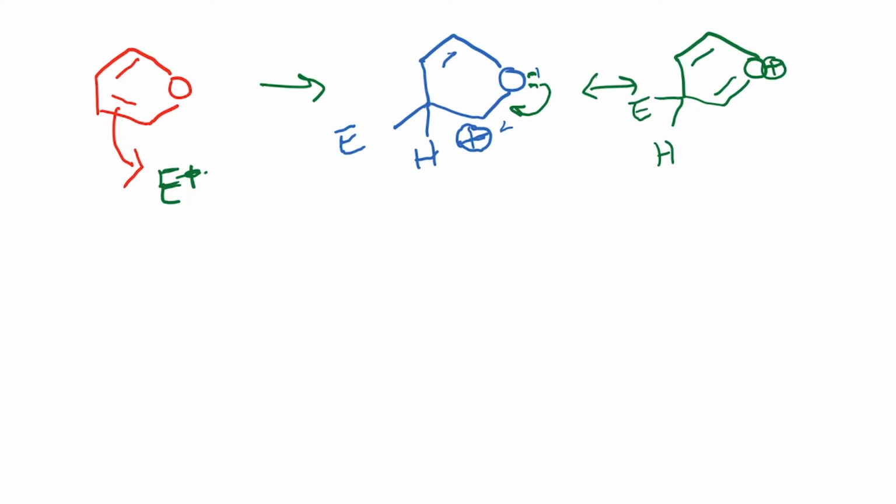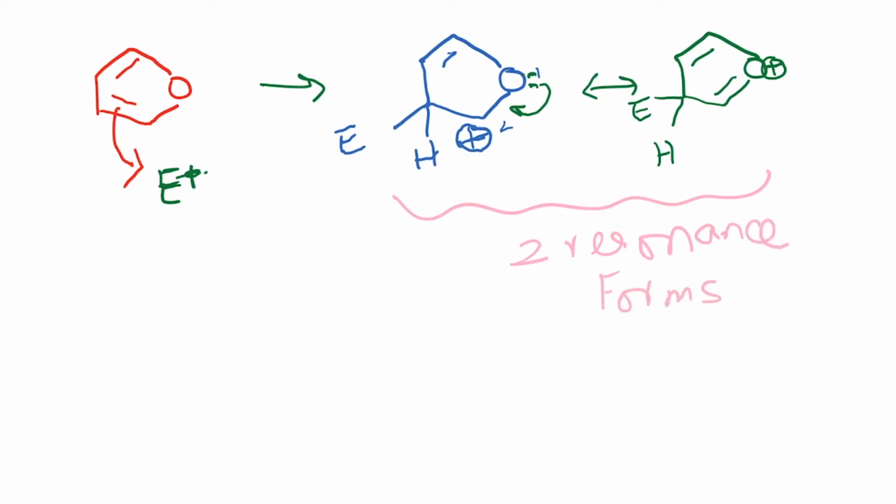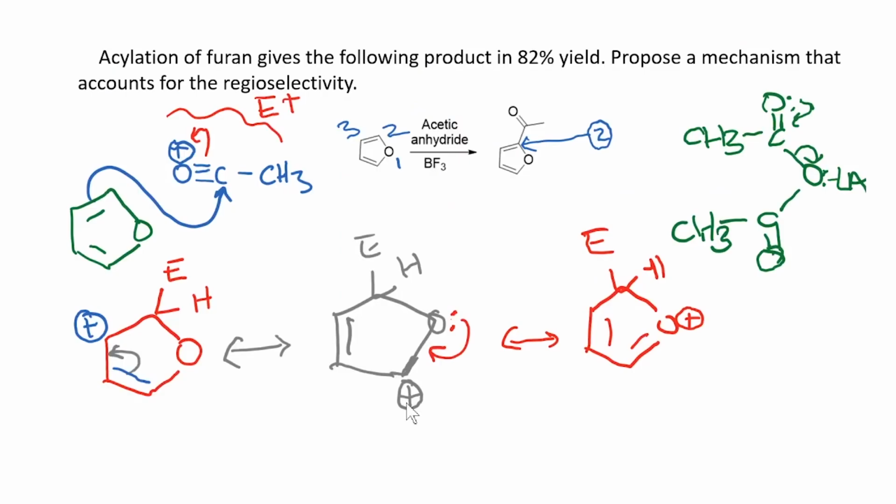However, if you look at the number of resonance forms here, you have 2 resonance forms, right? And if you recall from the previous case, it actually had 3 resonance forms. And so therefore, having 3 resonance forms as shown here is going to be far more preferred when compared to the situation where you have 2 resonance forms. So which is how we can account for the high yield of this product and the selectivity.